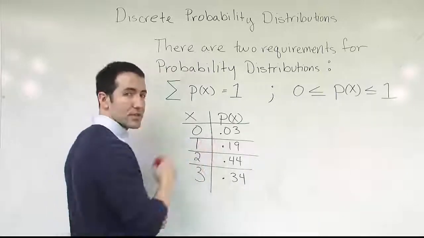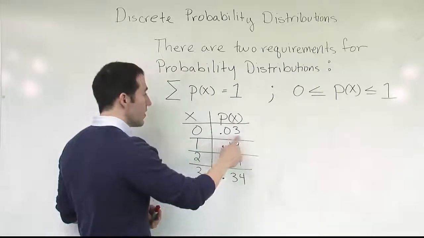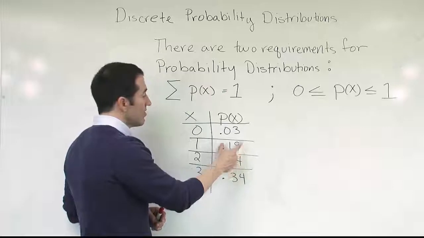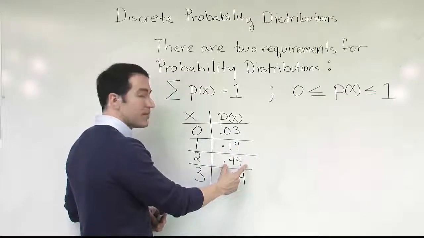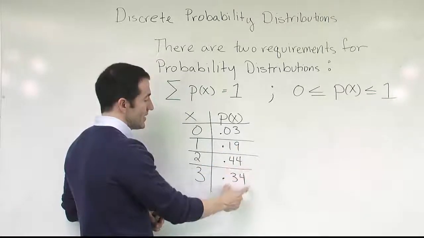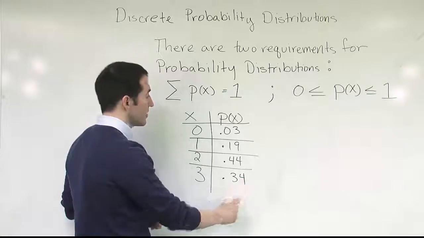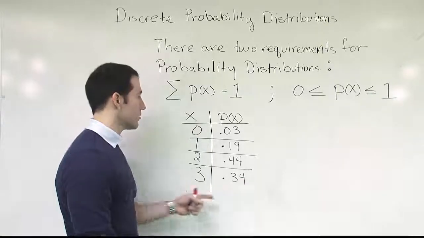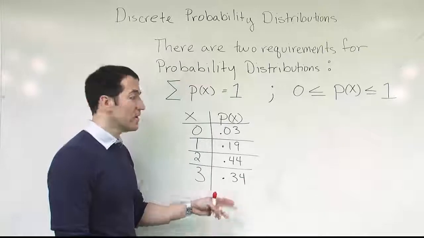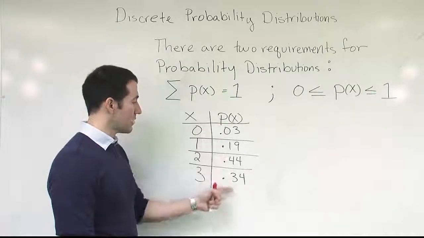Okay, let's check that, make sure this adds up to 1. 3% and 19% make 22. 22 and 44 make 66. And 66 and 34 do in fact make 100. So we realize that that's 100%, or the decimal number 1. So it checks on that front. All the probabilities add up to 1.